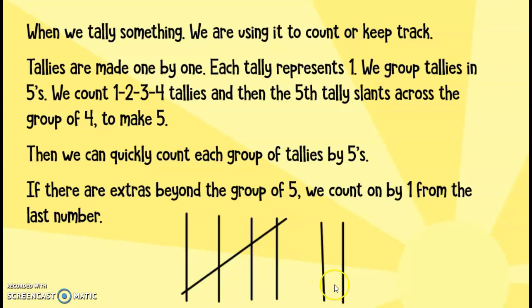If there are tallies beyond that group of 5, like you see here, this set of 2, we just count on from the number we left off on. So we saw that this was 5, then we just count on 6, 7.